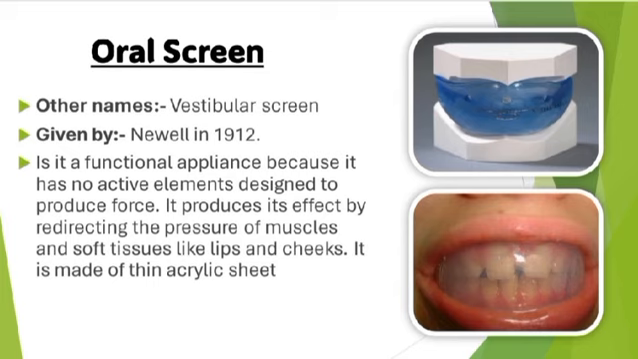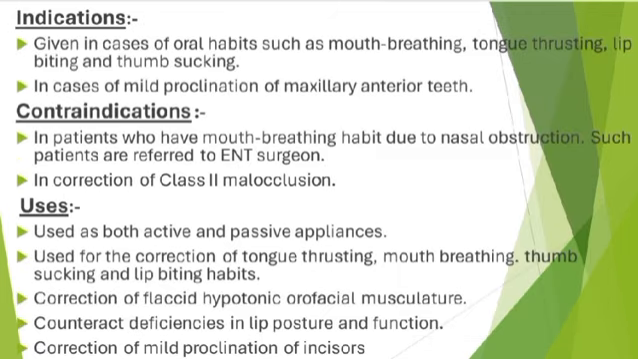It is a functional appliance because it has no active elements designed to produce force. It produces its effect by redirecting the pressure of muscles and soft tissues like lips and cheeks. It is made up of thin acrylic sheets. Now, indications for oral screen are: it is given in cases of oral habits such as mouth breathing, tongue thrusting, lip biting and thumb sucking. It is given in the cases of mild proclination of maxillary anterior teeth.